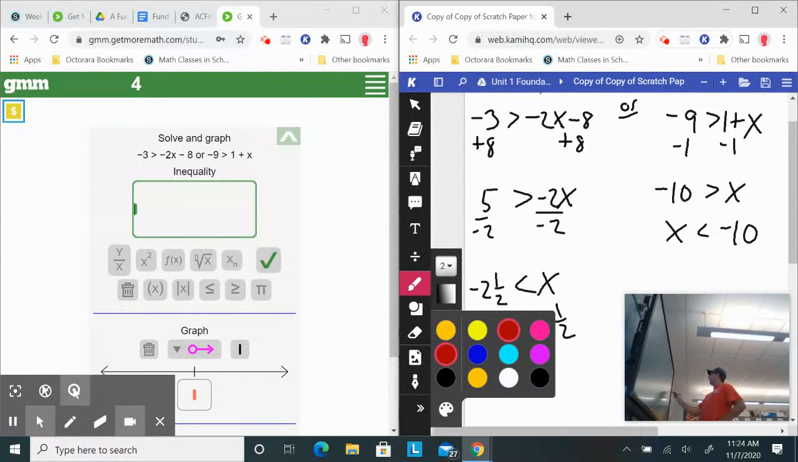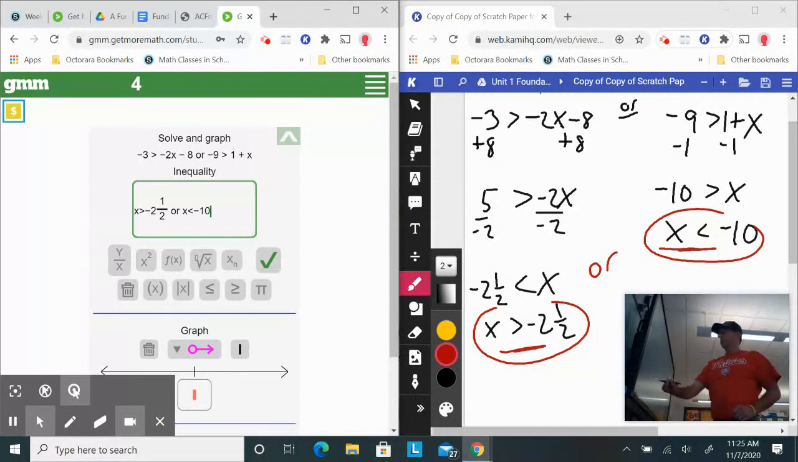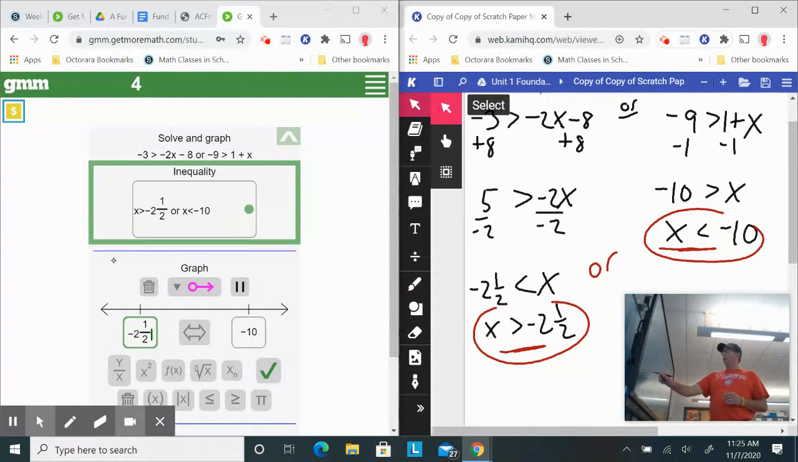And then I'm going to investigate and think which of these numbers is less than the other. I have a -10 and I have a -2.5. -10 is the least of those two. So I'm going to write that one first. It really doesn't matter which one you write first as long as you put or in between. So I'll pause and I'll type that in. So I typed it in. I'm just checking to make sure that what I typed looks good. All right, that worked.